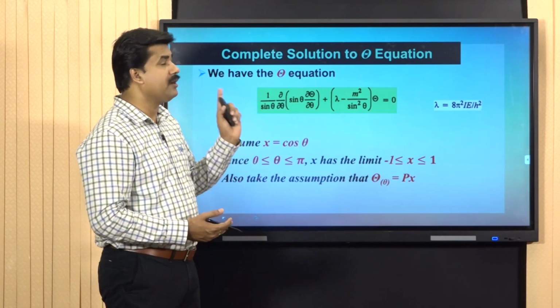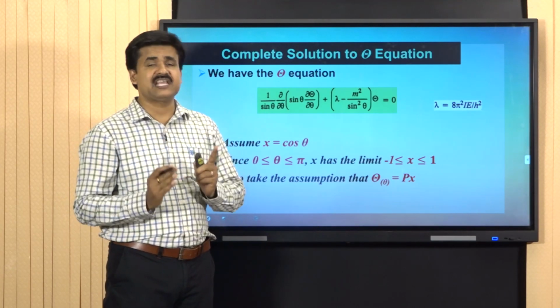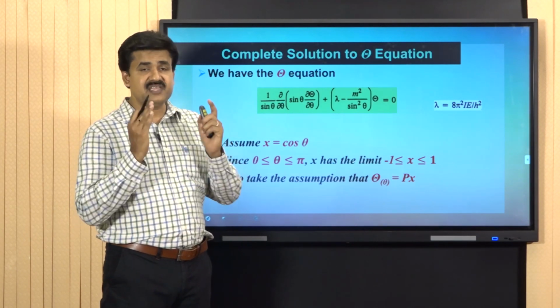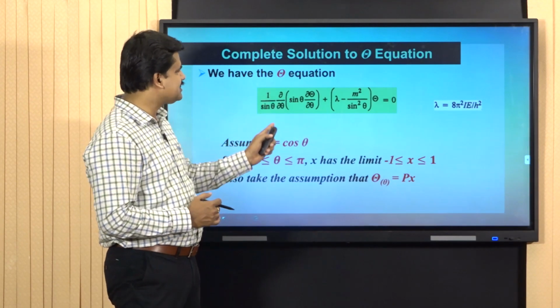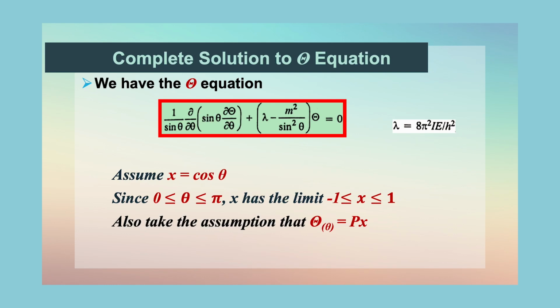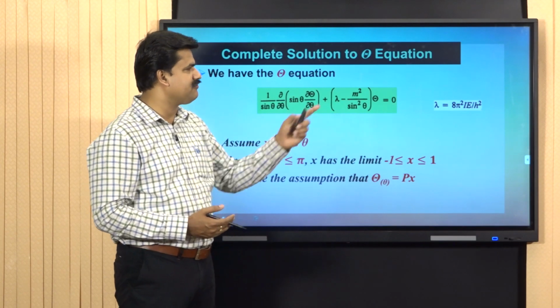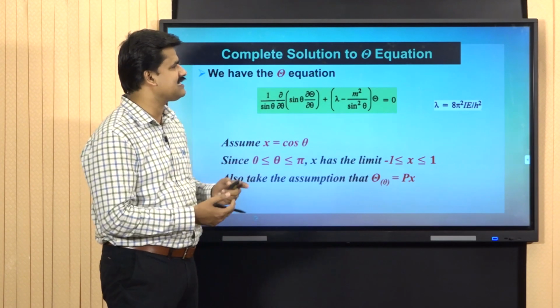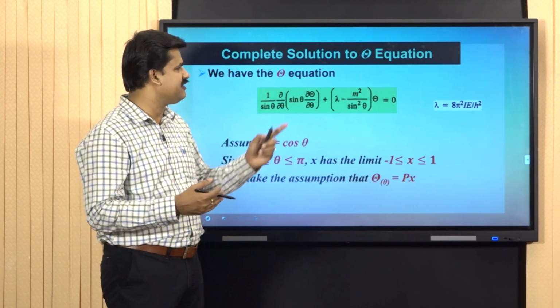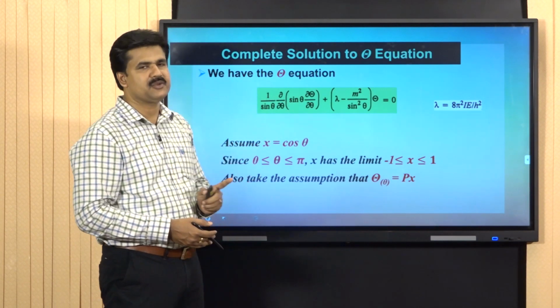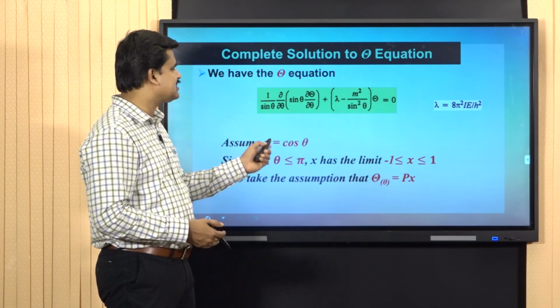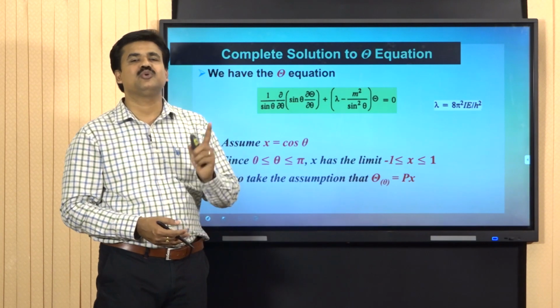We have one method of separation of variables of the Schrodinger wave equation for a rigid rotator. We got the theta equation as 1 by sin theta dou by dou theta of sin theta into dou theta by dou theta, plus lambda minus m square by sin square theta, into theta of theta is equal to 0. We have to keep in mind that lambda is a constant here, that is equal to 8 pi square I divided by h square. For the sake of simplifying this equation, we assume x as a new function, and x is equal to cos theta.